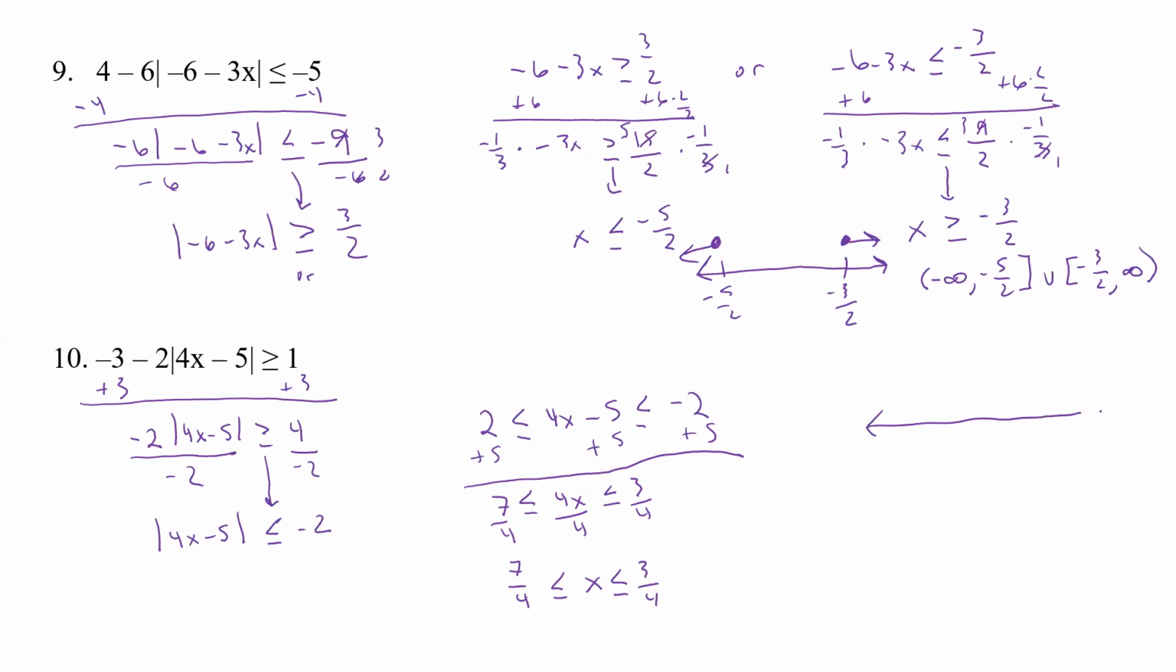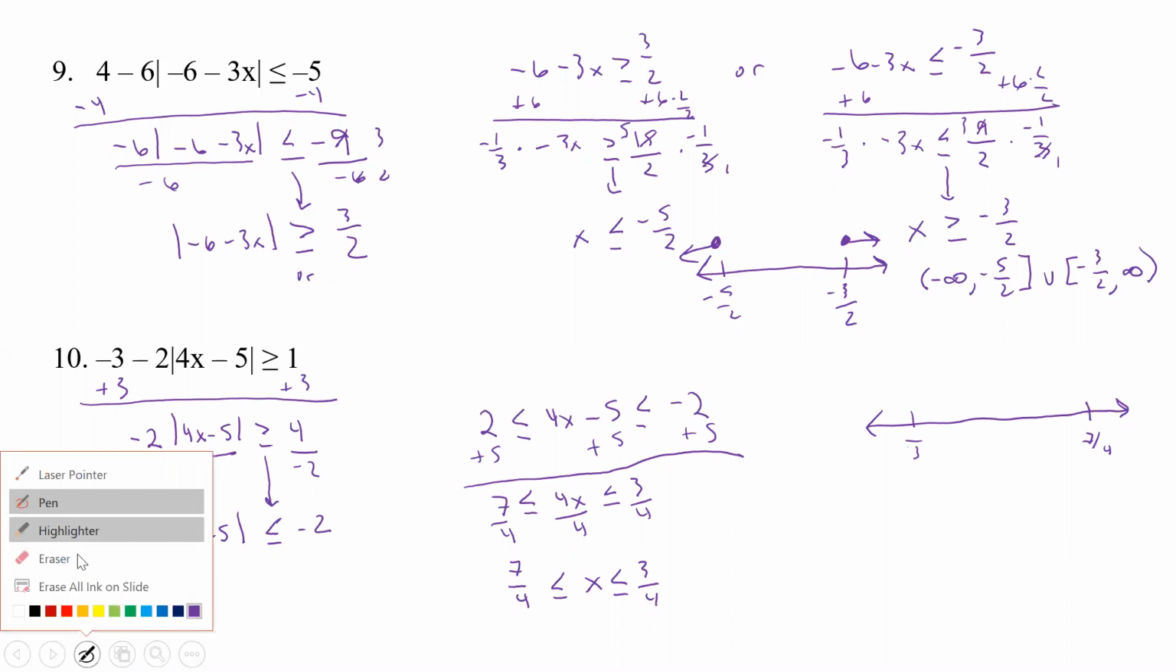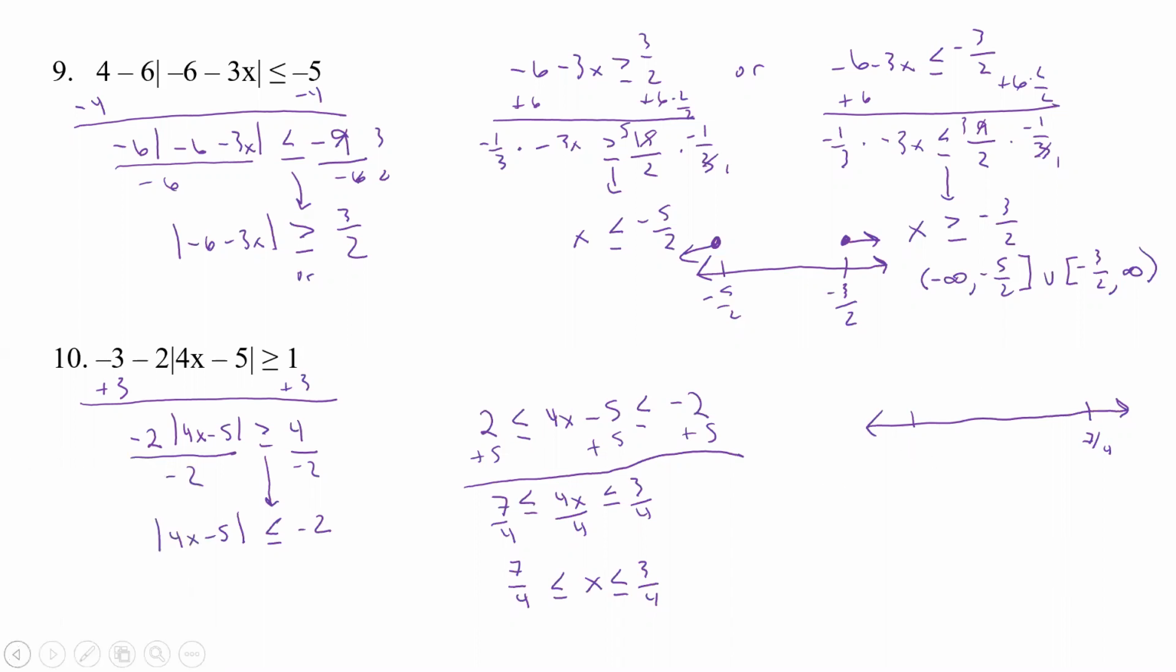All right. Well, 7/4 is definitely larger than 3/4. Let's rewrite that maybe here a little bit. And so it says x is greater than or equal to 7/4, so that goes that way, and less than or equal to 3/4 goes that way. And because we have tripartite, we have to have intersection. There's no intersection, so there is no solutions.